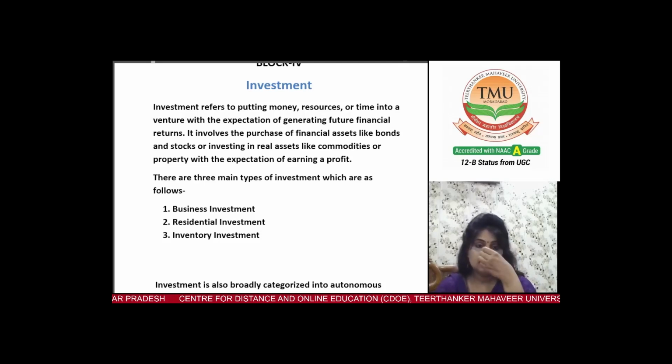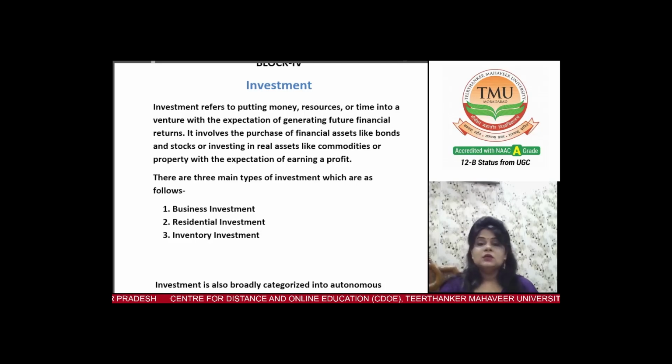According to new classical theory, business fixed investment is also determined by the marginal product of capital and the user cost of capital. The user cost of capital depends on the price of capital goods, the interest rate, and the depreciation rate.